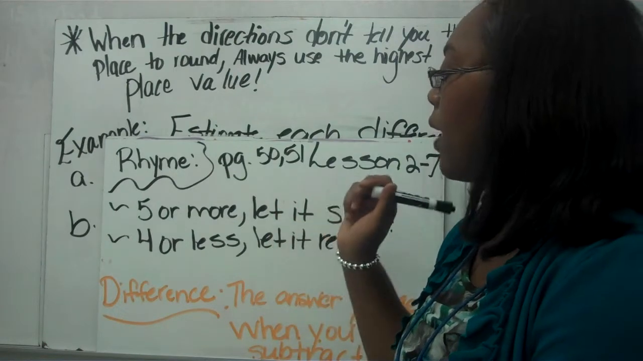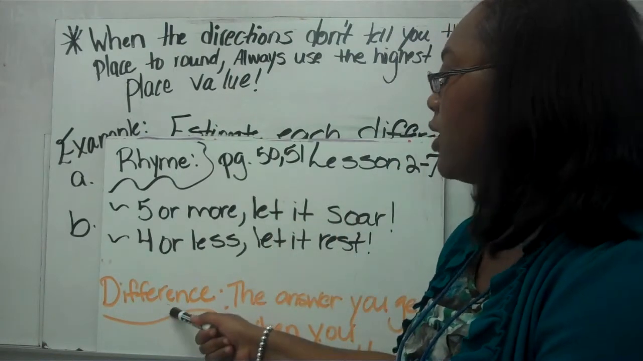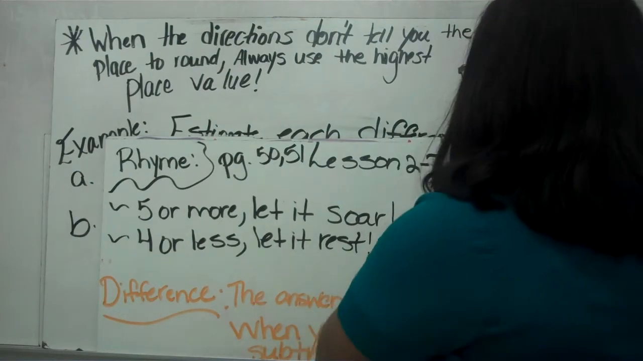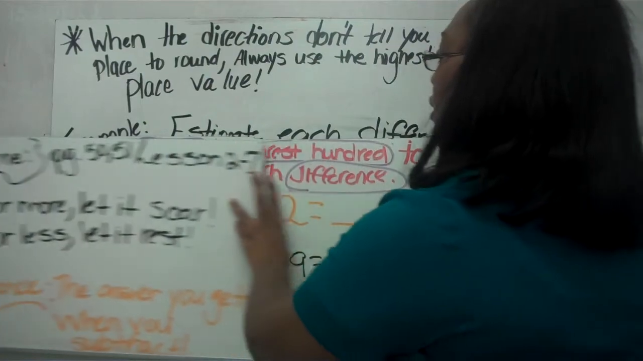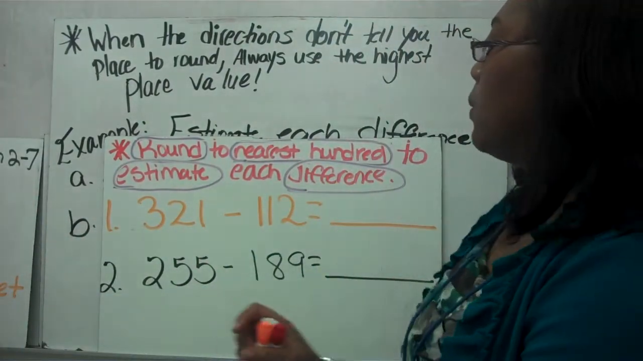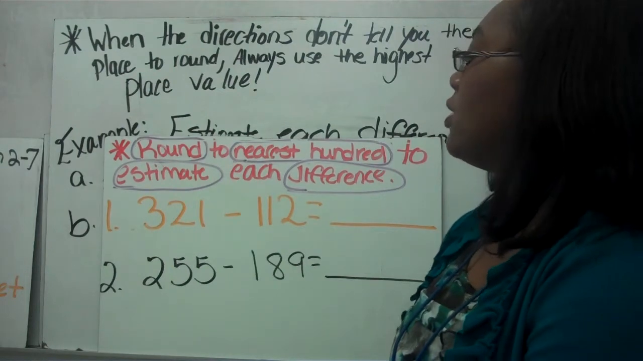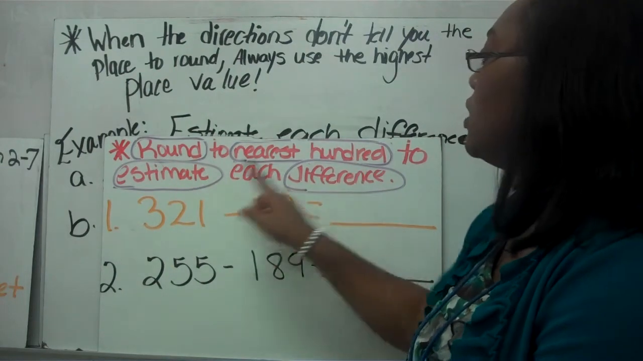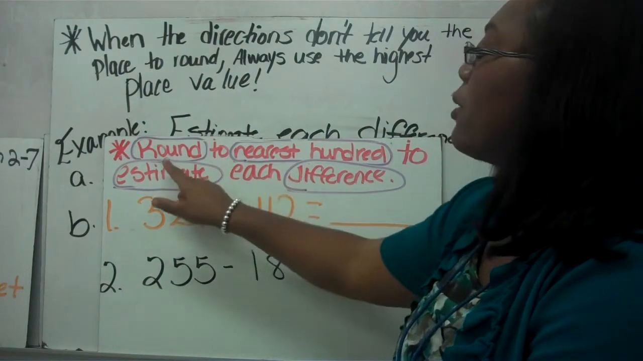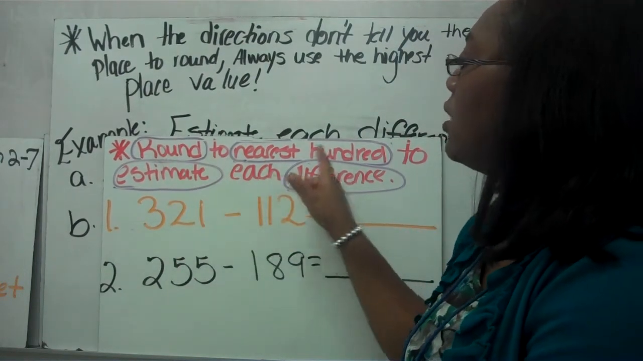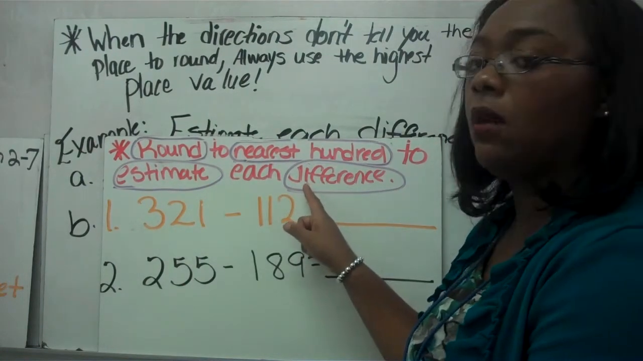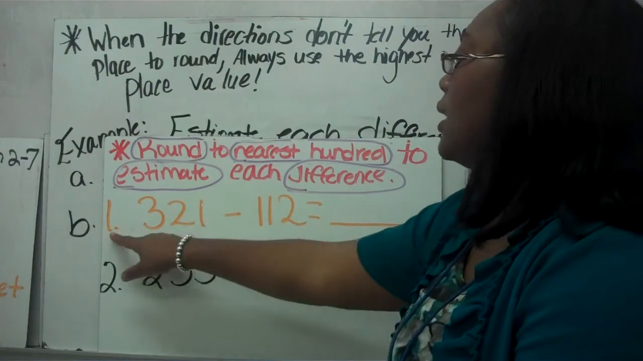Okay, now today we're going to work with rounding and using difference. Remember, difference is the answer you get when you subtract. Now, let's look at number 1 on page 51. The direction said round to the nearest hundred to estimate each difference. Notice that I've circled my key words: round, nearest hundred, estimate, and difference. Even in your directions, when you see key words, I want you guys to circle them. So let's look at number 1.